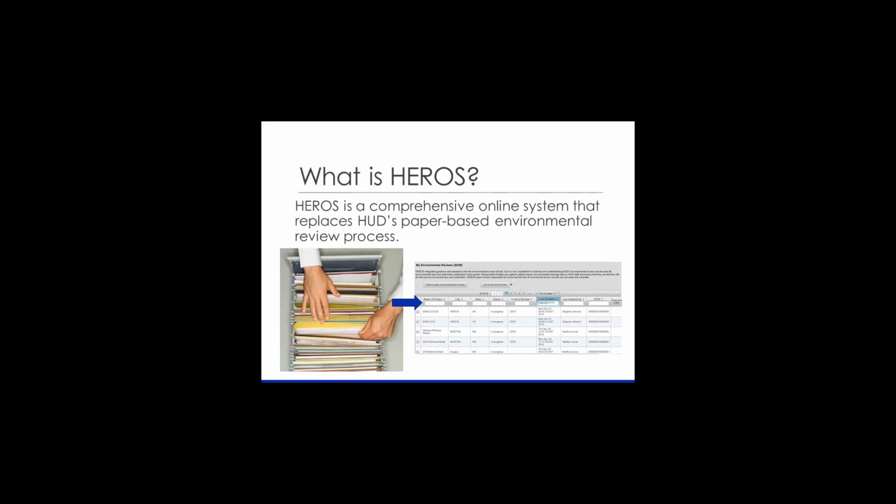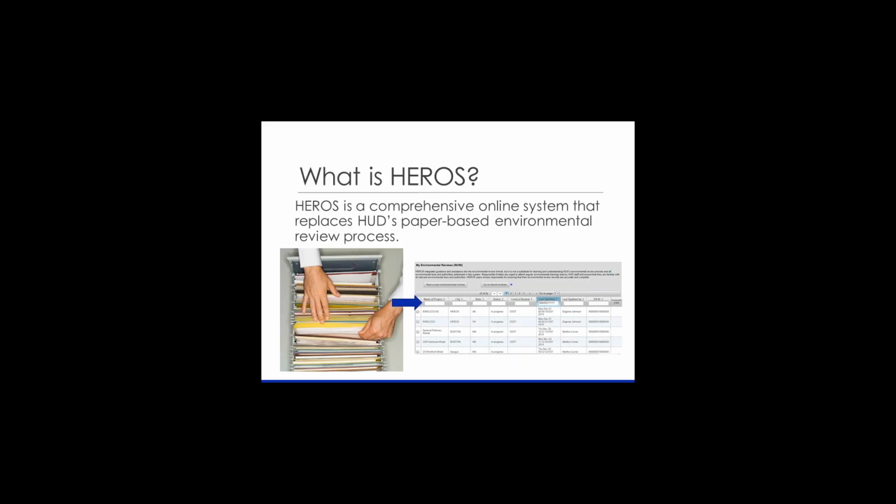So again, a little bit of review on what HEROS is. The short answer is HEROS is the new 4128. Right now, they coexist and they're both usable, but in the coming months or years, the timeline is a little unclear, the 4128 that you know, the paper version, will stop being an option, and HEROS will replace it as our environmental review process.